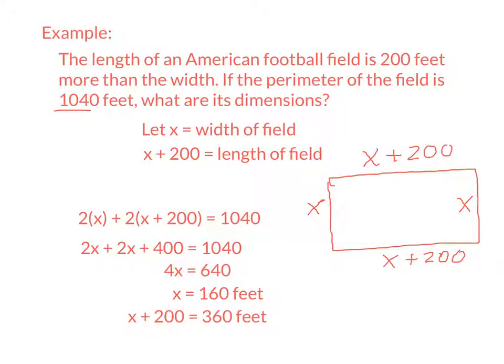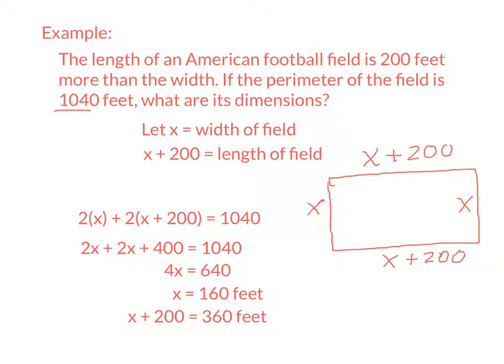Now we have one last step, and that is we must look back and check this solution in terms of the wording of the original problem. Okay? Does this number make sense? Well, it seems to make sense here. All right? We have a width, which is 160. We have a length, which is 360, which is 200 feet more than the width. And that's from the original wording of the problem.